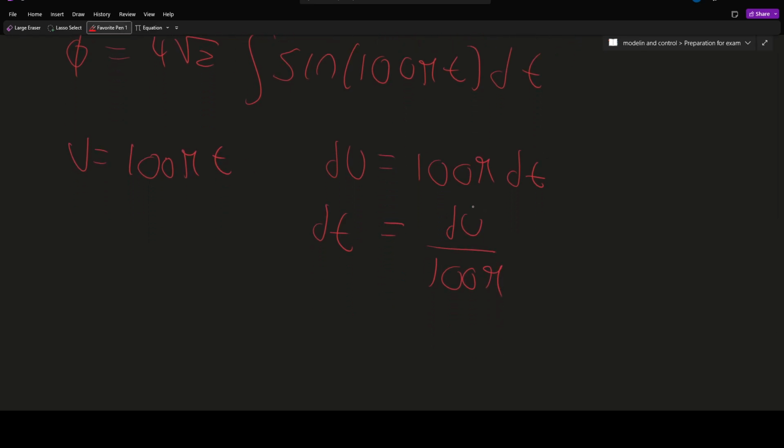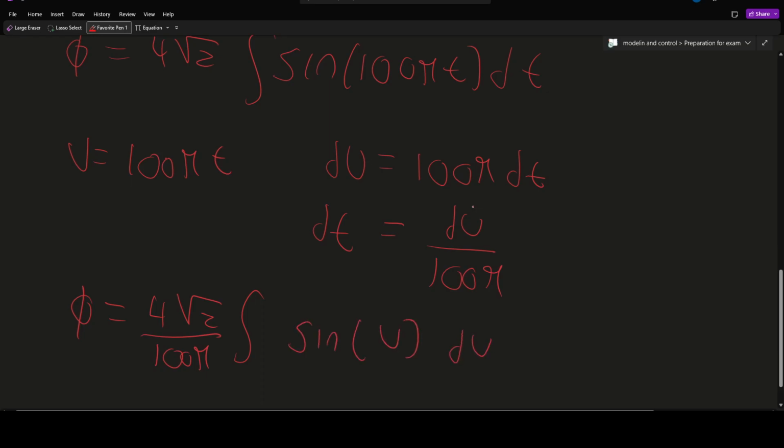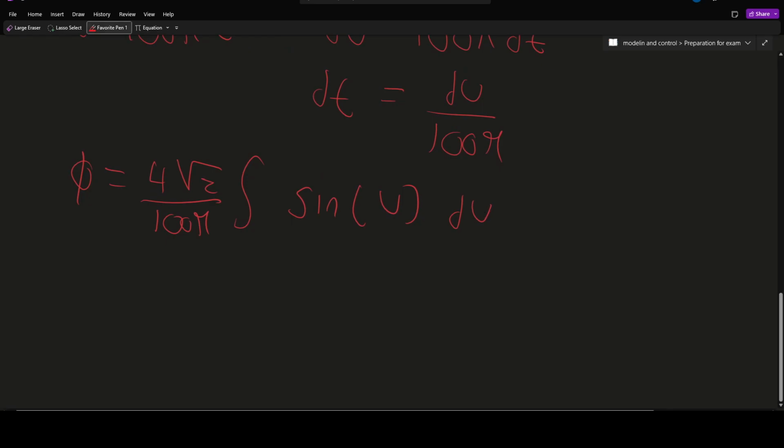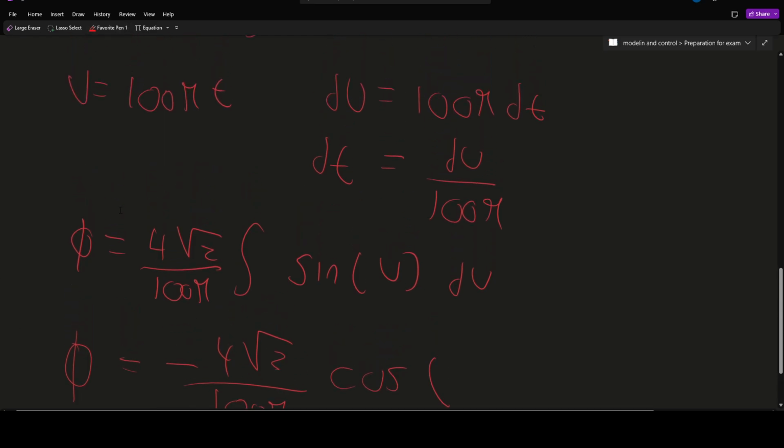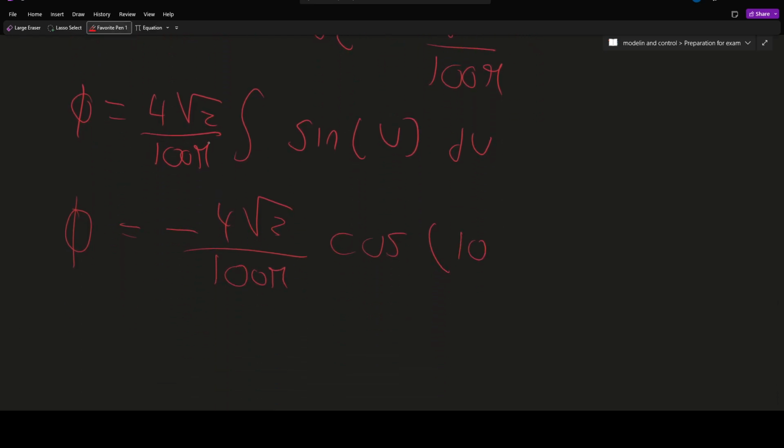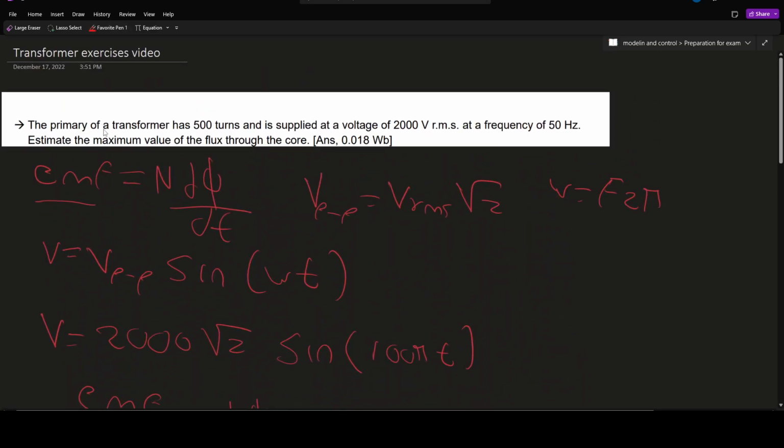So when we substitute, we have 4 square root 2 integral of, well, this is a constant, so this can go out, pi sine u du. And now sine u is a simple integral, minus cosine. So in total we have minus square root 2 over 100 pi cos u, and u we remember is 100 pi t.